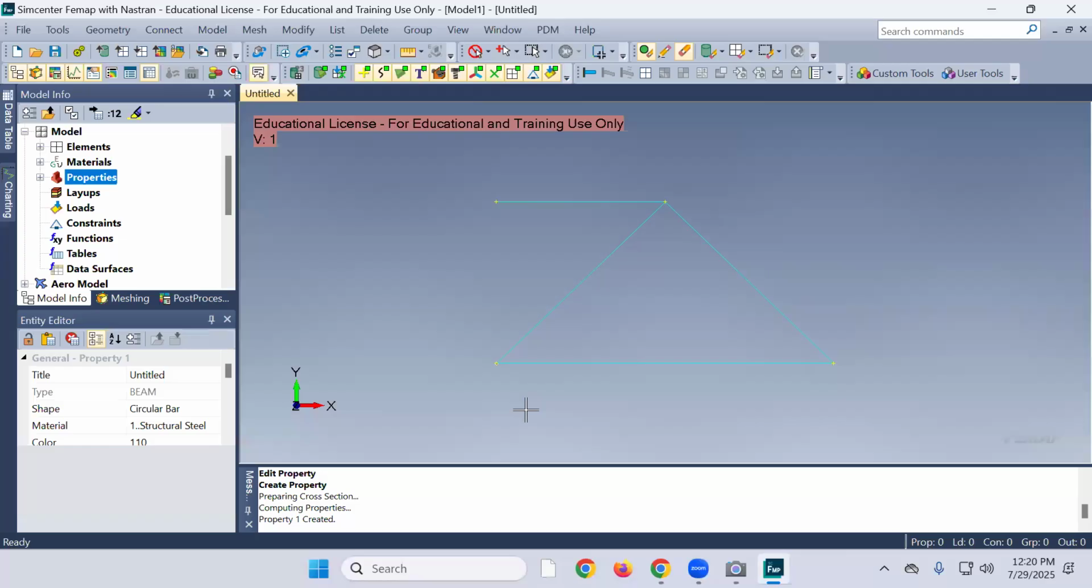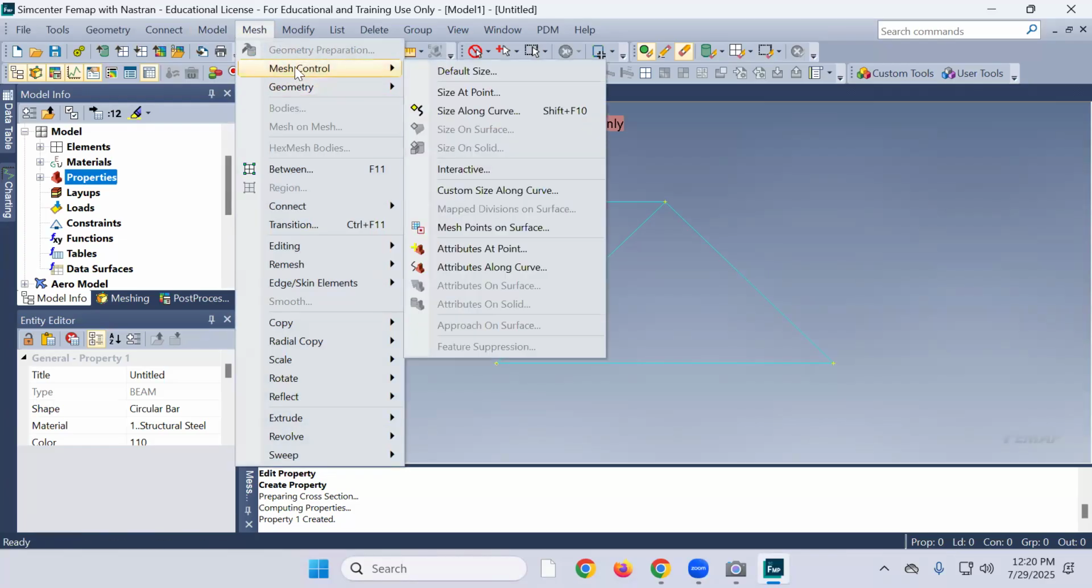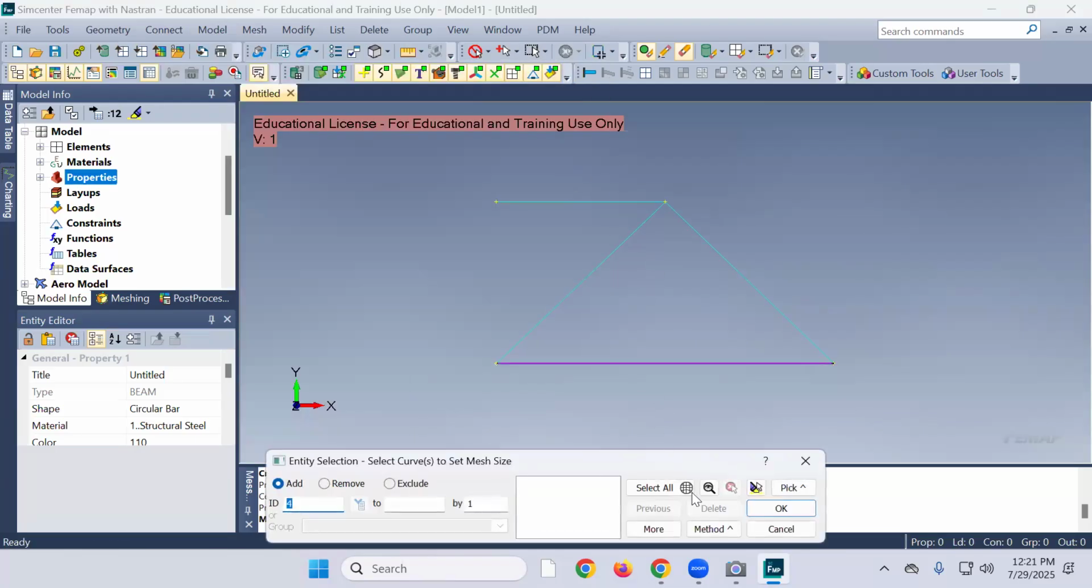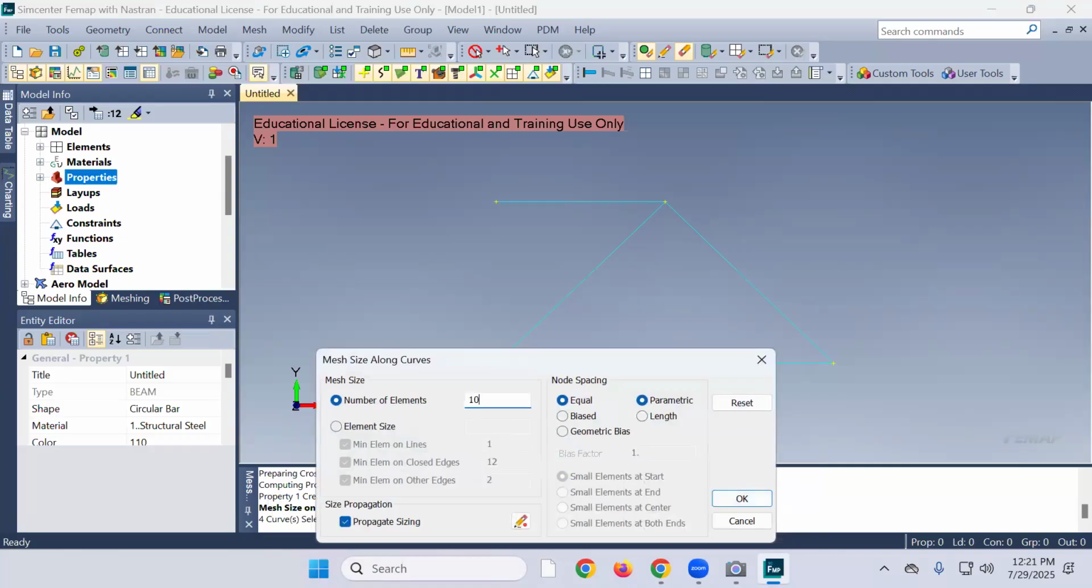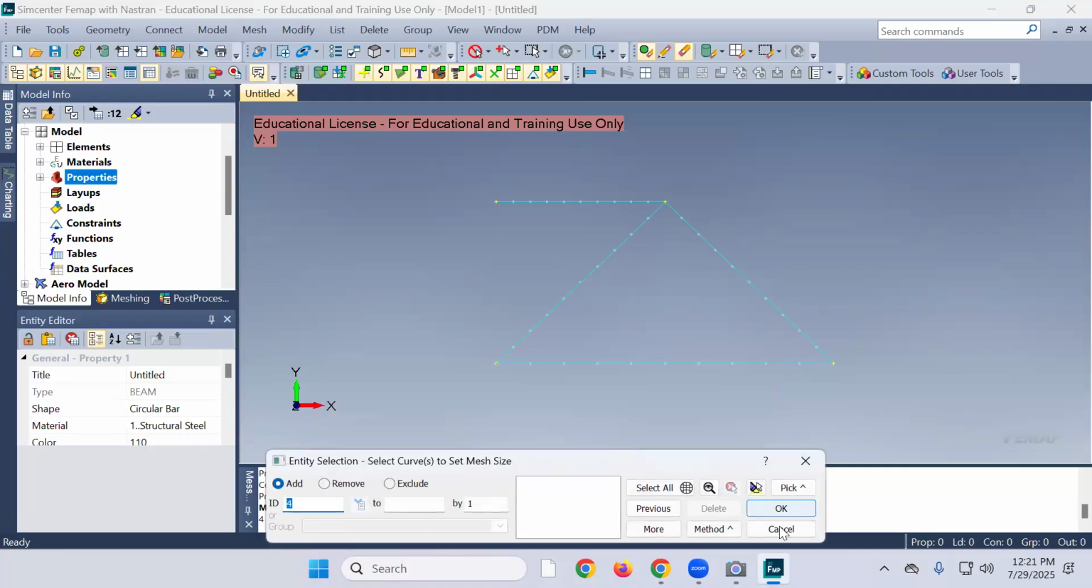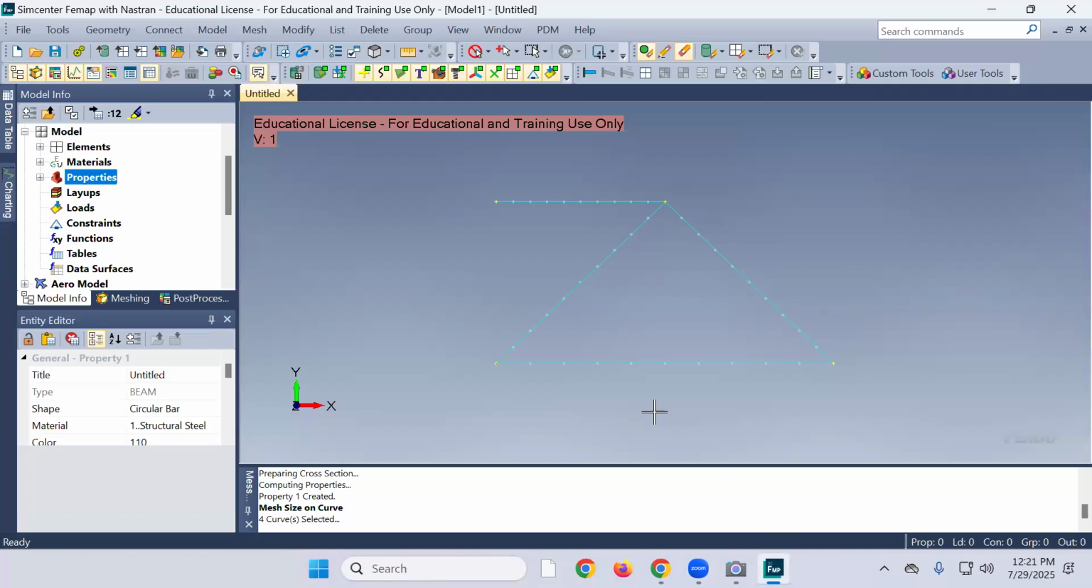All right. So now let me do the meshing. Mesh control, size along curve. So let me do select all. Okay, let's do that. Do 10 elements per curve. Okay, so the problem now doing the beams, and I hope you remember that from AE 318, the FEMAP, is that you need to determine the orientation.